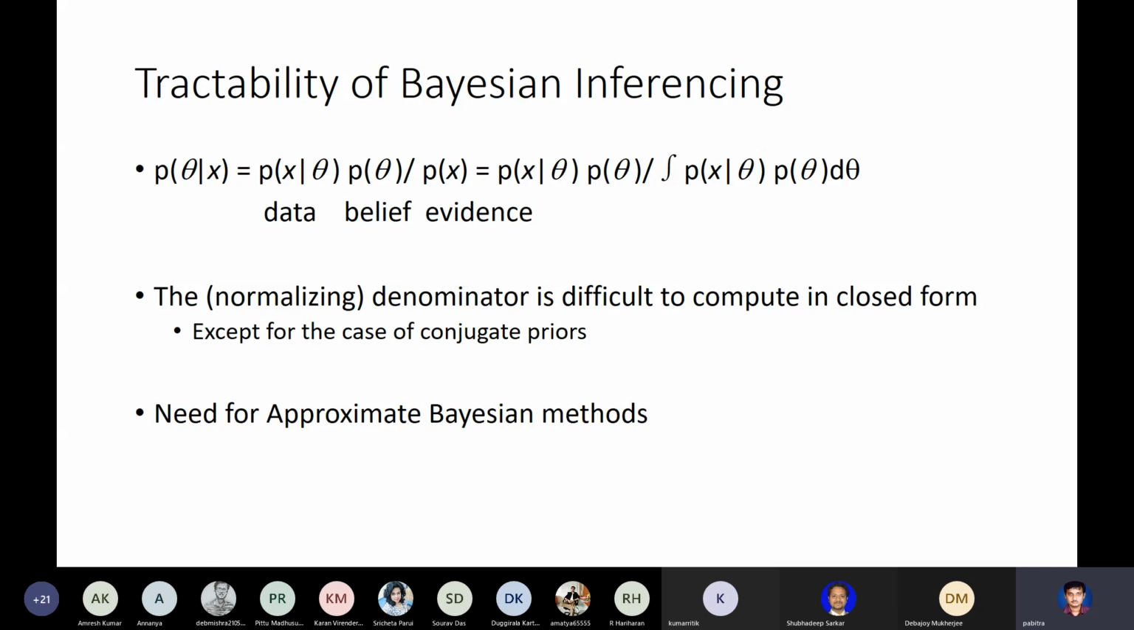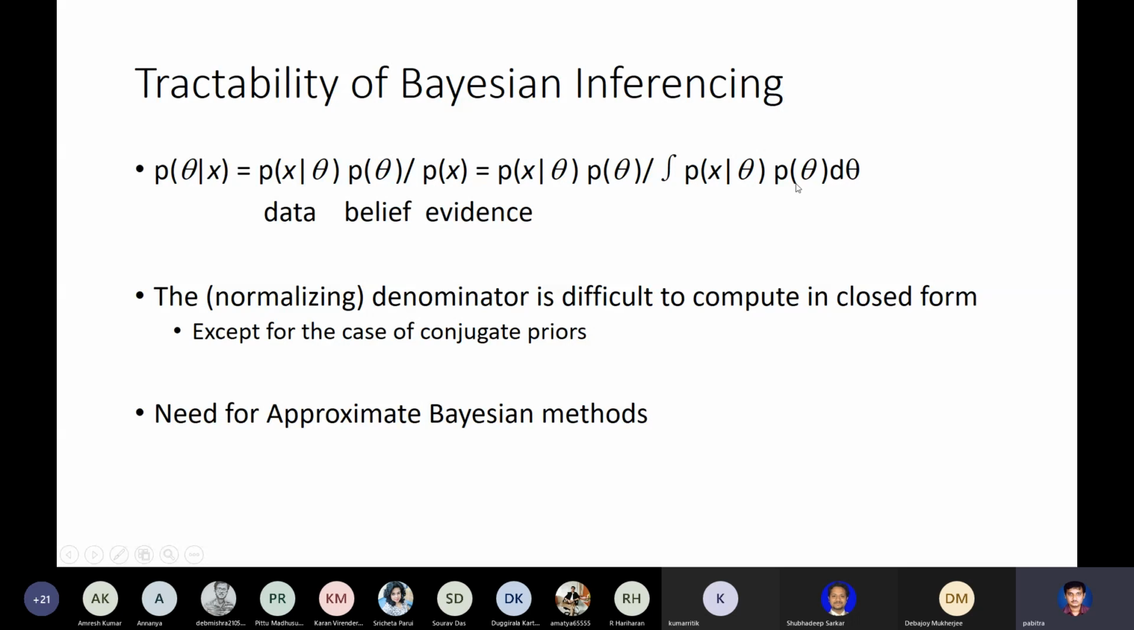So computing the full posterior is difficult. Computing the MAP is actually not so difficult if we know the likelihood, P(x given theta), and the belief, the prior. And often these are assumed to be simple. The moment you do this integration, it becomes complicated.